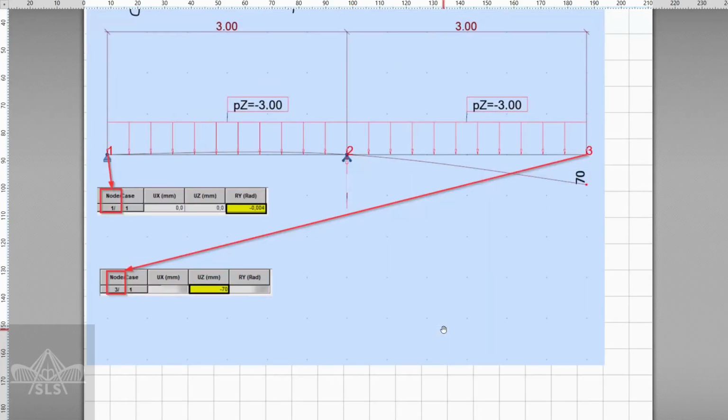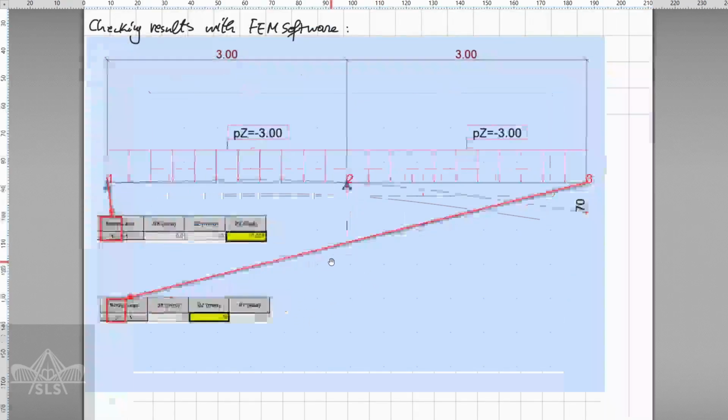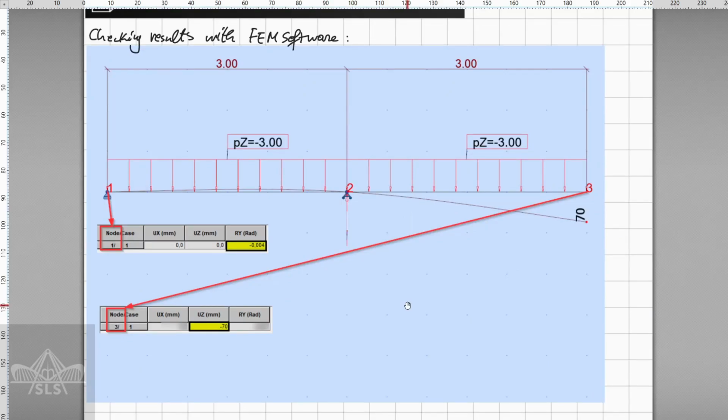And next, we check our results with the finite element software, and in this case I used the Autodesk Robot software. We can see that for this node, depicted as node 3, the displacement on Z is going to be minus 20, exactly the one which we got from the hand calculations, and the rotation here at node 1 is going to be minus 0.004 radians, which comes to say that our hand calculations are correct, and those values which were derived parametrically can be used in the future if we have some kind of beam like this one here.